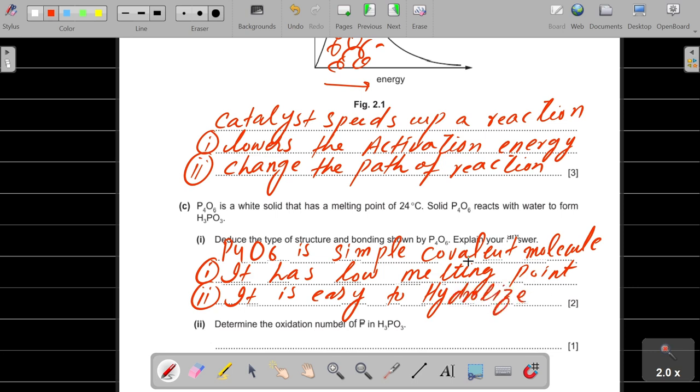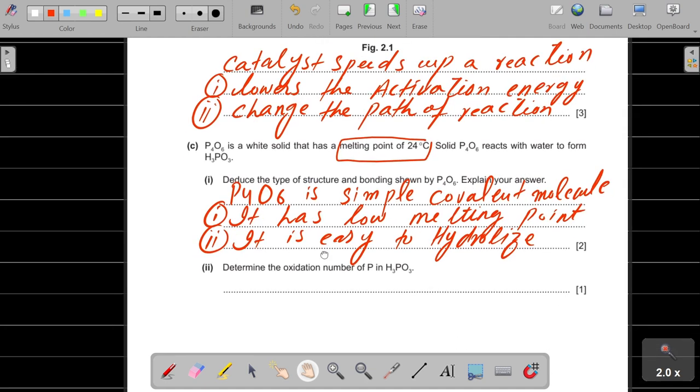You can see P is a non-metal, oxygen is a non-metal. When there is bonding between a non-metal and a non-metal, the structure is covalent. But why is it simple covalent? If it were covalent and making some giant structure, then the melting point should be higher. But you can see the melting point is lower, so it is not giant in nature. It is a simple covalent molecule.